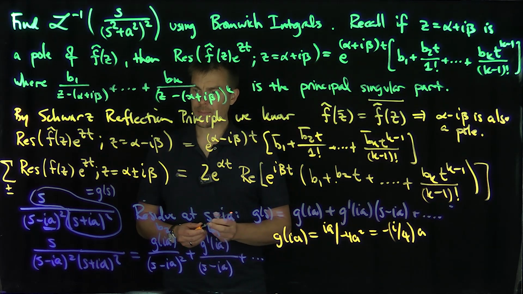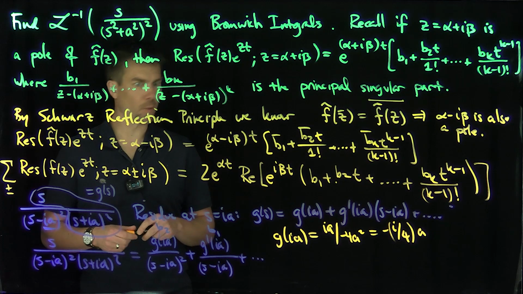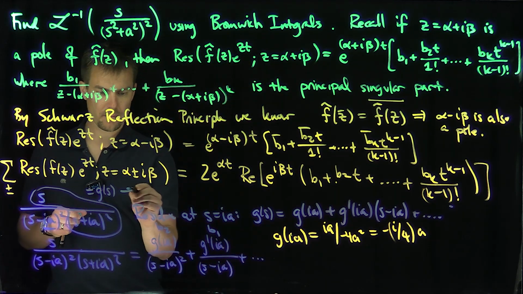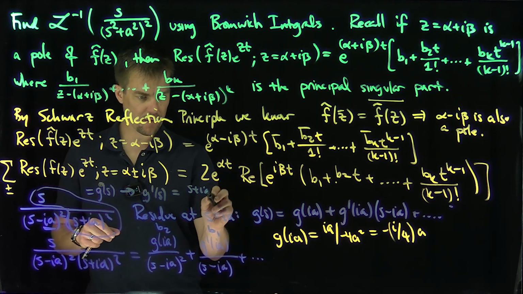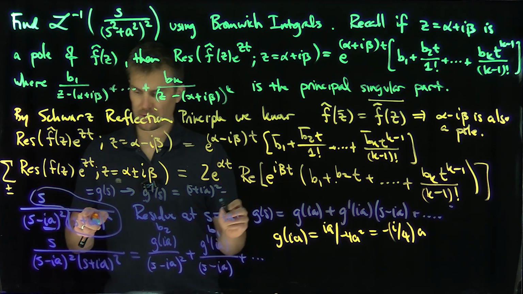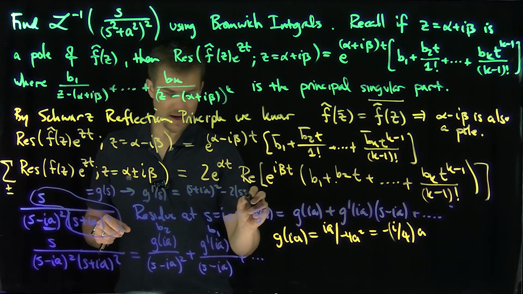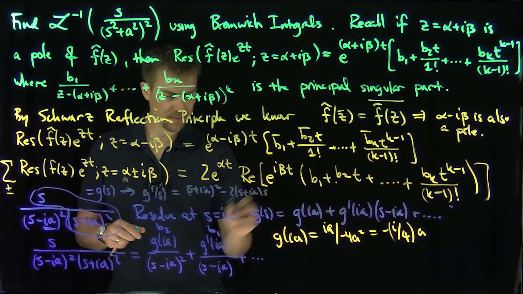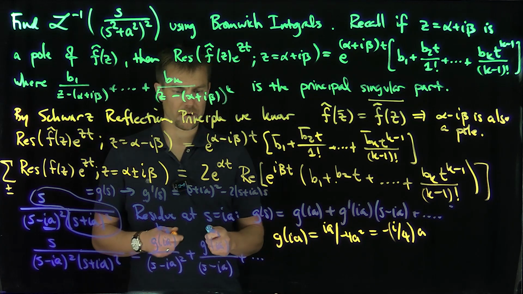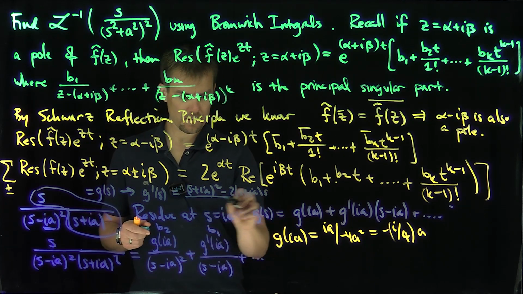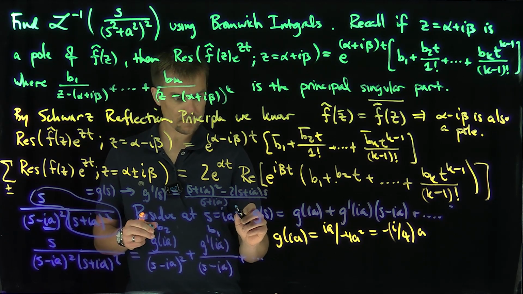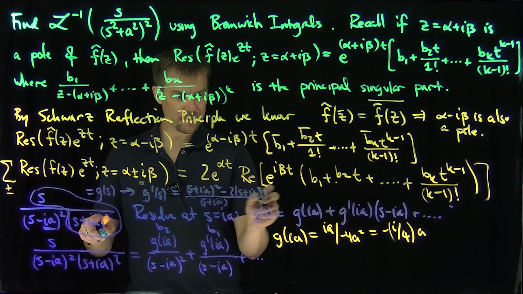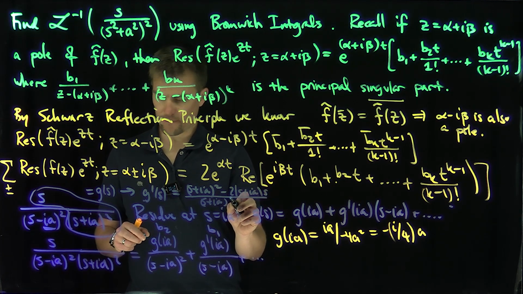Good. What's g prime going to be? G prime is going to be the bottom times the derivative of the top, (s plus IA) squared, minus the top times the derivative of the bottom, 2 times (s plus IA) times s. And we plug in IA to that. What's going to happen over here? We're going to have a total of S plus IA to what power? S plus IA. So it's the bottom times the derivative of the top, minus the top times the derivative of the bottom, over the bottom squared. That's going to be a 4.